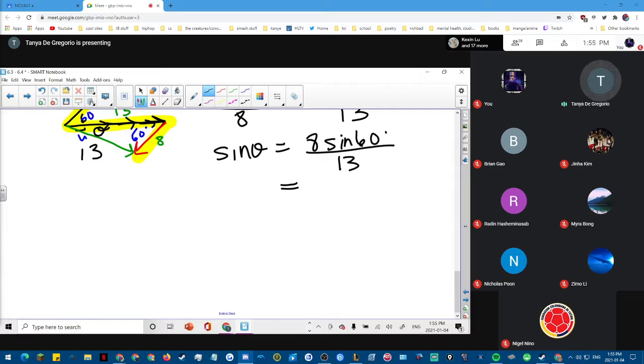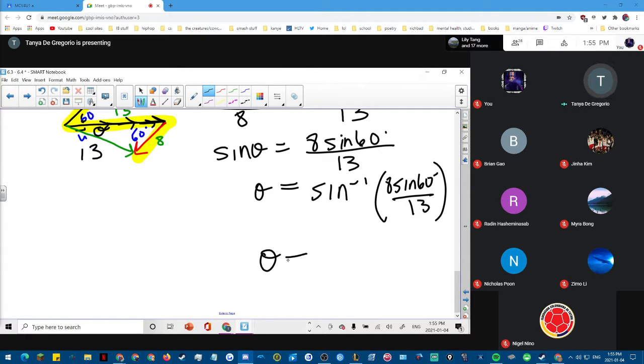Okay. Now we are looking for this. So I'm just looking for the inverse of sine. And so theta is equal to, what does it come out to be? 32.2. Okay, so 32 or 32.2 degrees approximately. Good.